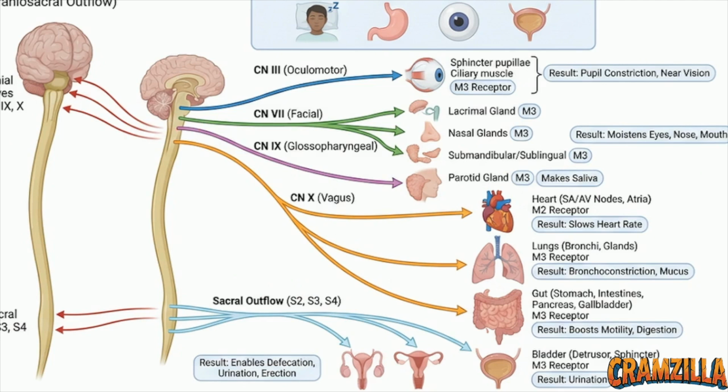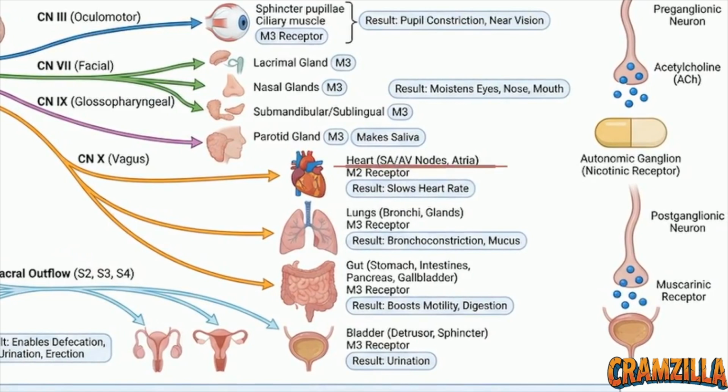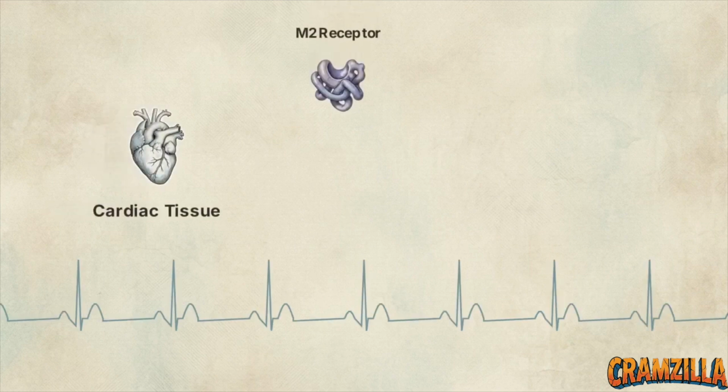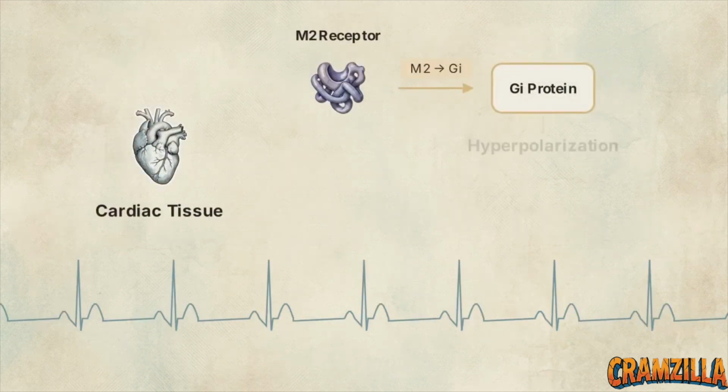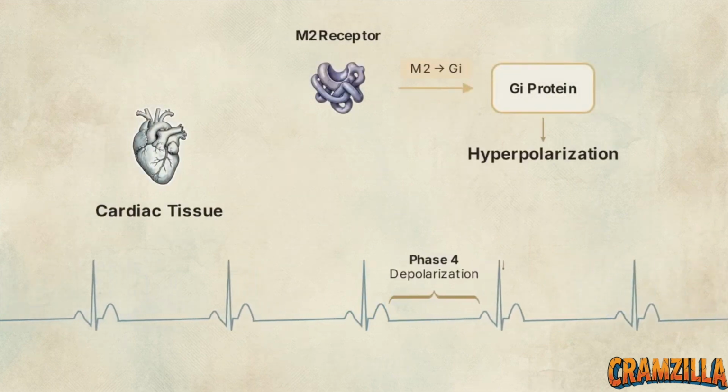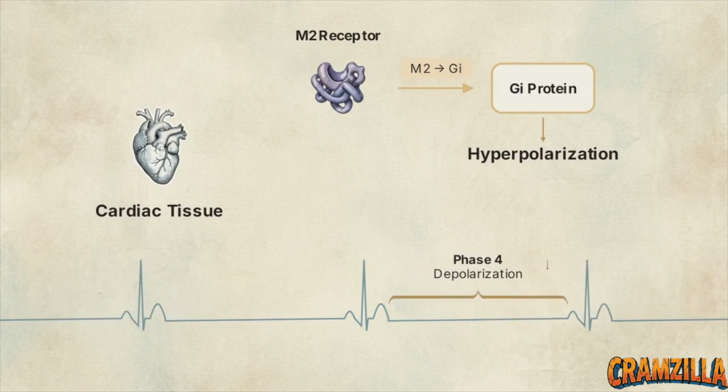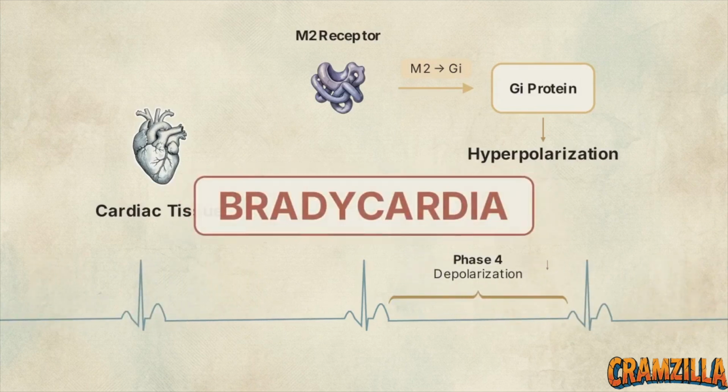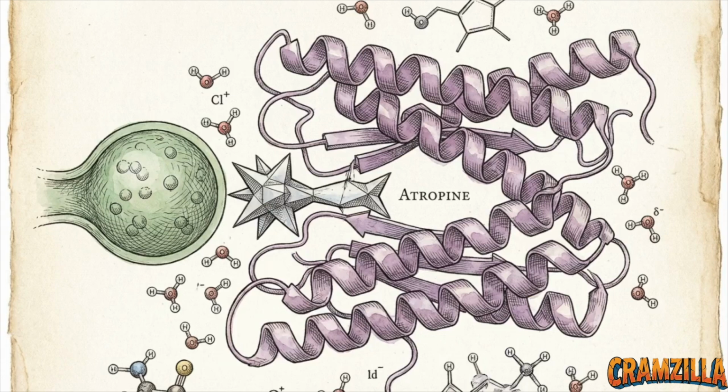Notice the target receptors on the heart. Vagal branches reach ganglia located on or near the SA and AV nodes. Here, the postganglionic neurons deploy acetylcholine onto M2 receptors. Because M2 receptors couple to Gi proteins, they cause hyperpolarization. This slows phase 4 depolarization in the cardiac tissue, dropping the heart rate and inducing bradycardia. If a patient requires an artificial increase in heart rate, administering the drug atropine physically blocks these M2 receptors, severing the vagus nerve's braking mechanism.